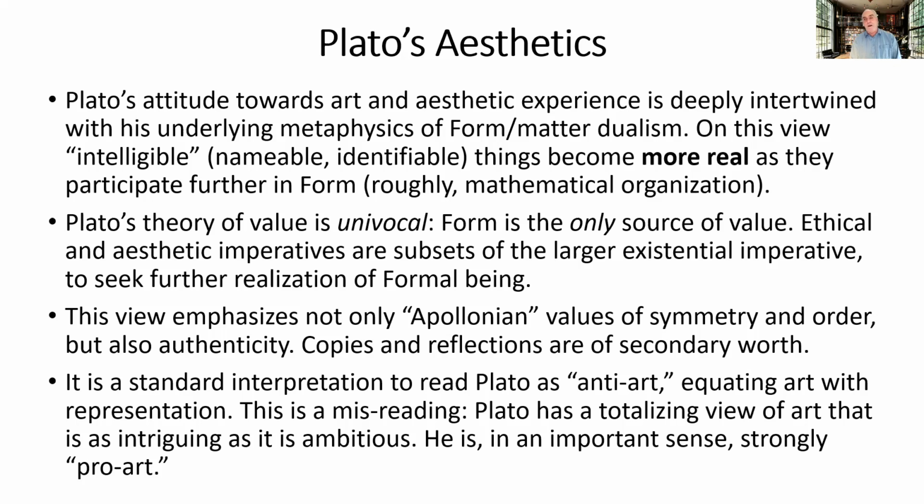So third bullet point, then, something that came out of this for me anyway: this view emphasizes not only these Apollonian Platonic values of symmetry and order, that Nietzsche sort of set himself up against, but also authenticity. Because on the theory of form, matter, and the interaction of matter with form, copies and reflections are of secondary worth. The copy is always going to be not as valuable as the original thing of which it is a copy. And we can rise up through those levels of being as rational beings and become closer to the form, as was practiced by Pythagoreans for a long time before Plato wrote this, and then carried on in Plato's Academy, the same kind of practice, doing geometry proofs, logic proofs, in order to clear the mind.